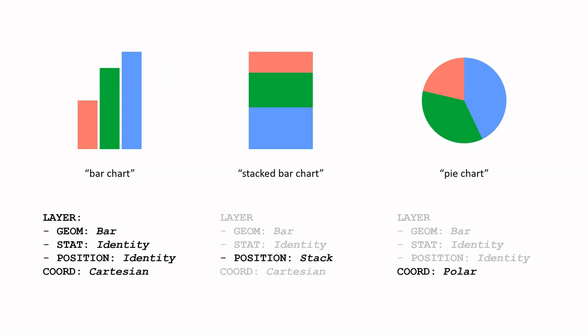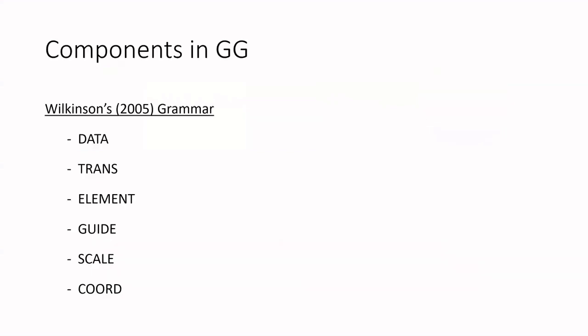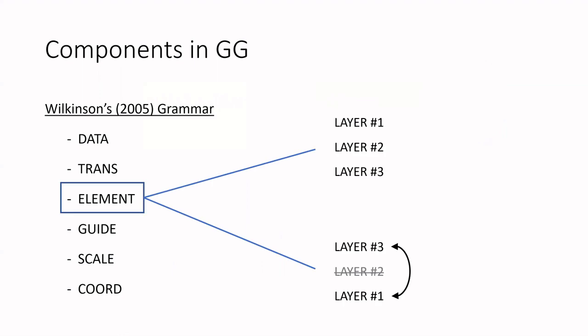So instead of having a huge list of monolithic chart types, we get a single grammar that unifies them at a high level. The grammar of graphics is a big framework that revolves around these components that are listed in full here, and there's a lot to like about it. But the most powerful feature of the grammar is the fact that elements, also called layers, are modular. So you can have multiple layers in a plot, and layers are independent of one another, so it's easy to collect them up or swap them in and out.